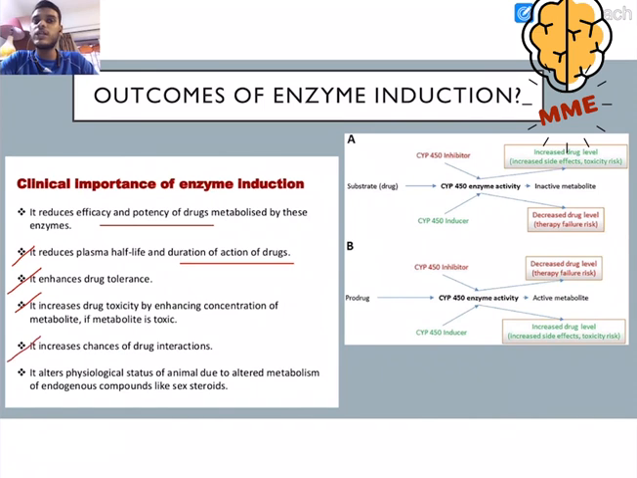It will also increase the chances of drug interaction, right? Because if I administered a drug before, and it is not metabolized, or is very quickly metabolized, in our body, and then again we have to take some other drug, these two drugs may have very severe harmful interactions within our body. Okay, and it can also alter the physiological status of an animal due to the altered metabolism, which is very obvious. This is a flowchart which gives us the outcomes of cytochrome P450 induction.